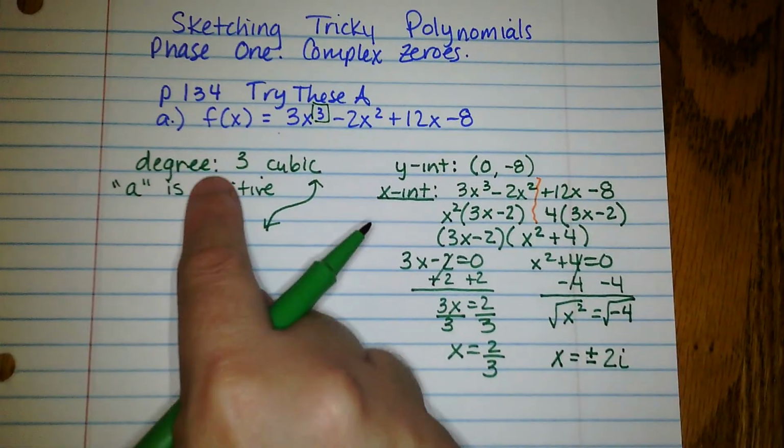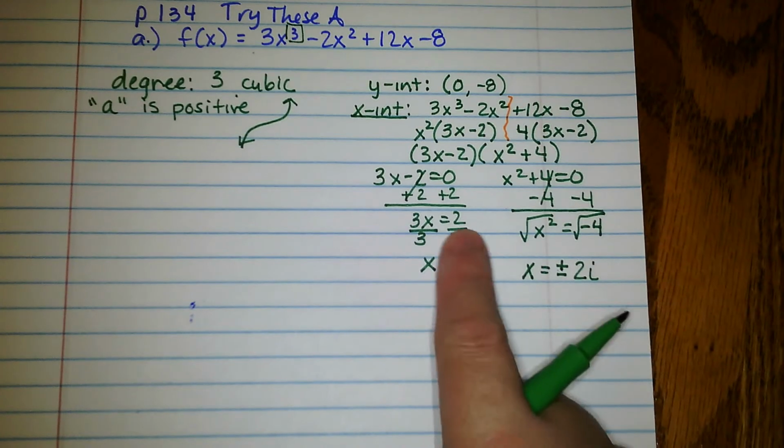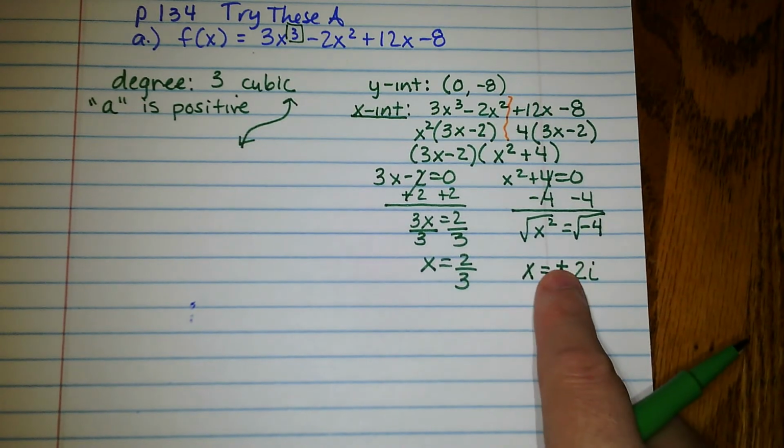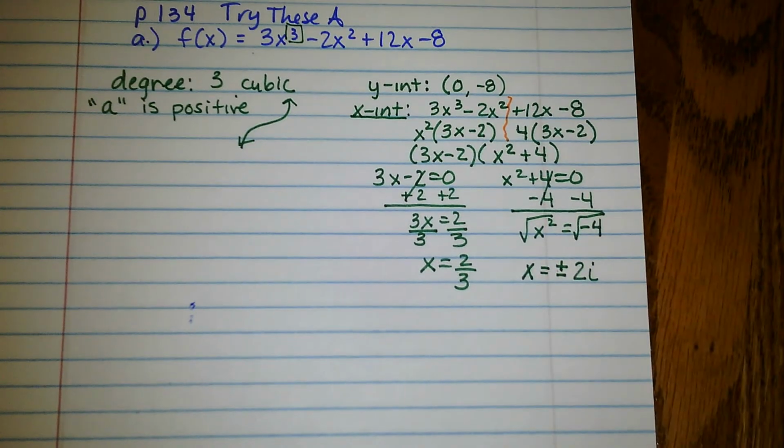So because I have a degree 3, I should anticipate 3 solutions. 2/3 is my first solution, positive 2i is my second solution, and then negative 2i is my third solution.